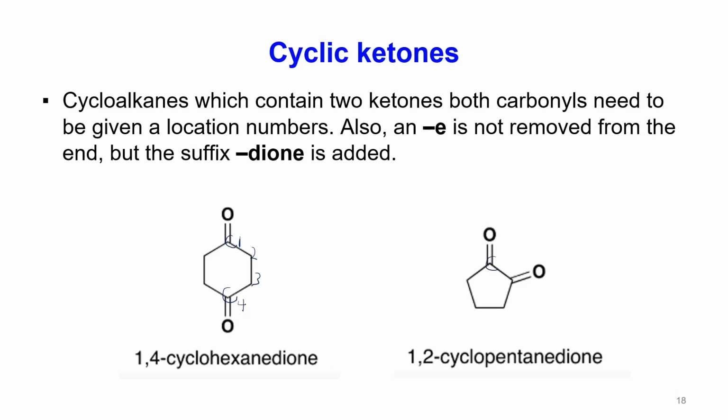In the second structure given, we have 2 C double bond O groups on a cyclopentane. So carbon number 1 should start from a carbon double bond O and carbon number 2 is the next carbon. The IUPAC name of the structure is 1,2-cyclopentanedione.